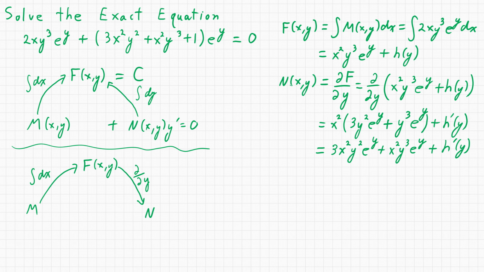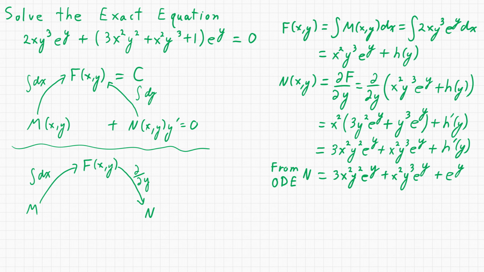So this was one way to get N, but N I can also get directly from the ordinary differential equation. So that also has to equal, from the ODE, we have N is equal to 3x squared y squared e to the y. That's the first term. Then I have an e to the y times x squared y cubed. And then I have a plus e to the y.